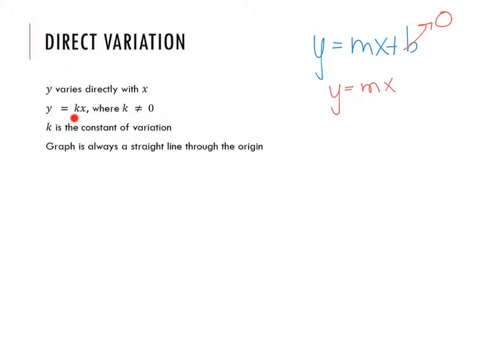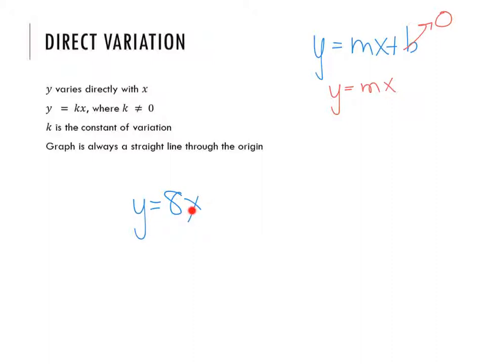So k is really your slope, but in some instances it's more accurate to talk about it as a constant of variation. So this can be as easy as representing your pay. Maybe you get paid $8 an hour. That 8 would be your constant of variation, and then x would represent your number of hours, so that y was how much you got paid.